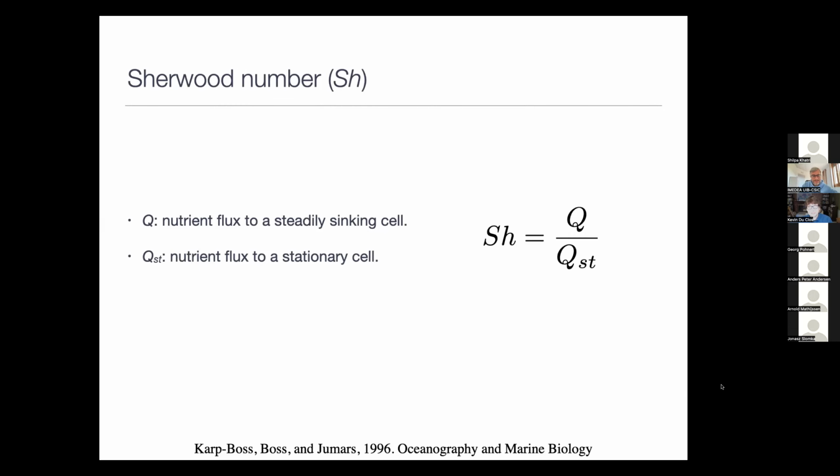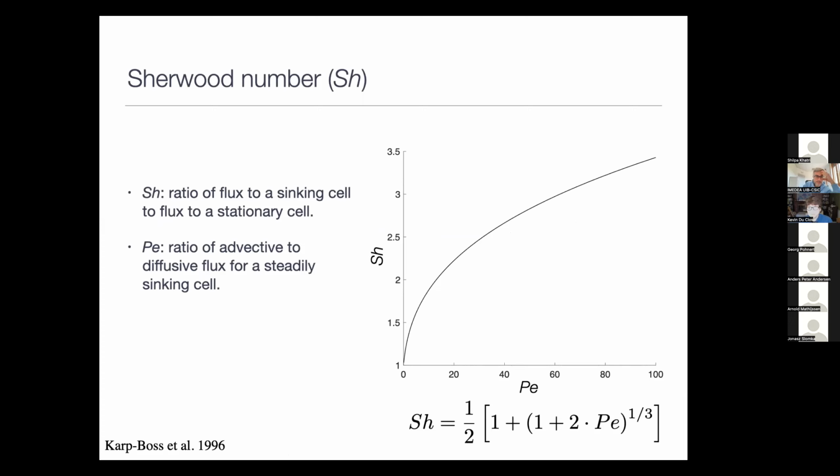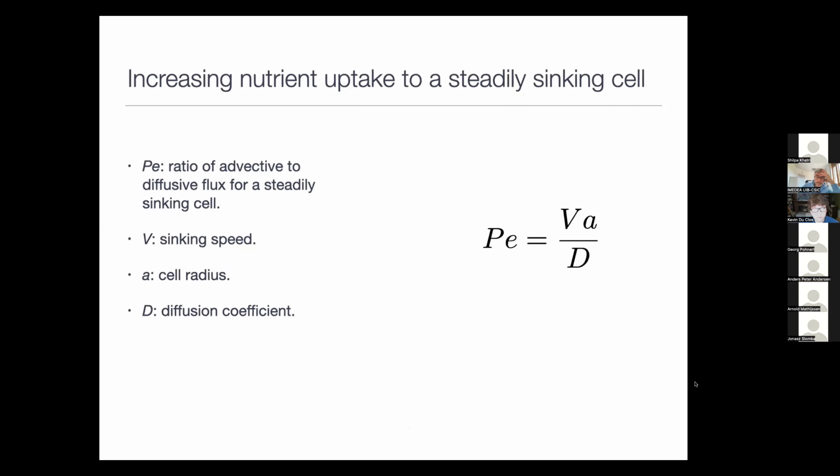And so there's a dimensionless number that quantifies this increase. It's known as the Sherwood number, and it's simply the ratio of fluxes to a steadily sinking cell and a stationary cell. And the Sherwood number depends just on the Peclet number, which is a ratio of advective to diffusive fluxes using this equation. So just from the Peclet number, we can calculate what the nutrient advantage of a sinking cell is. And so the Peclet number depends on the sinking speed, a cell radius, and the diffusion coefficient.